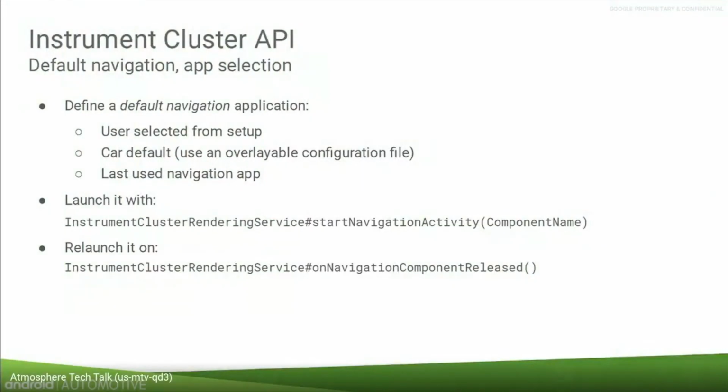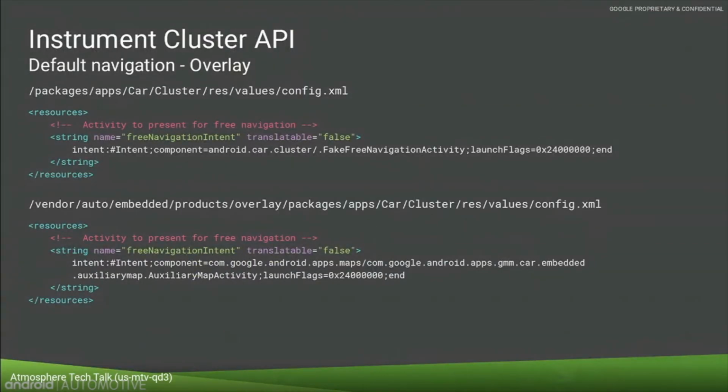In any case, once you decide to launch a navigation activity, you can use the base class method start navigation activity and pass the package name and class name of that activity. Once it does launch, you also need to be aware that you need to relaunch it every time that navigation focus is released. I'm going to talk a little bit more about that in a second. So in our reference implementation, the way we select which navigation app to show is based on a configuration file. And here you can see how this can be modified using an overlay. Within our overlay, we're pointing to Google Maps.